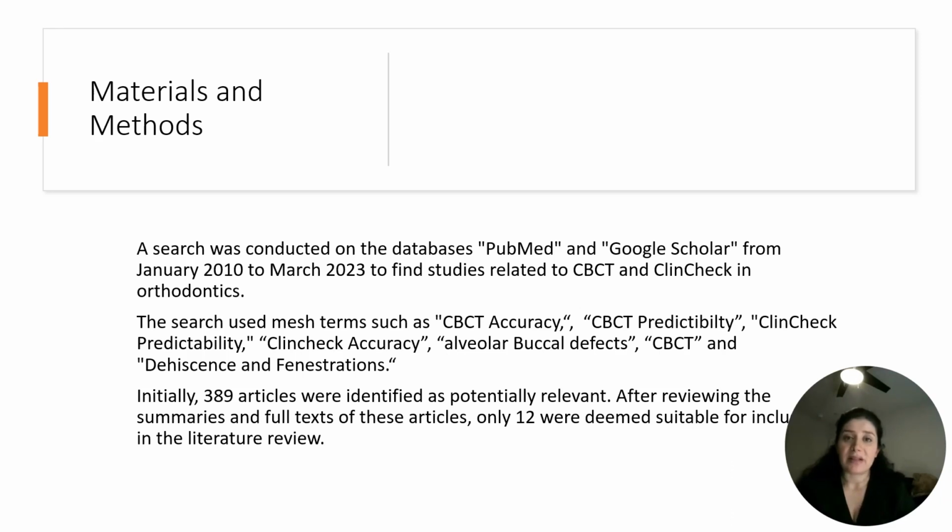So for my materials and methods, we did a search in PubMed and Google Scholar from January 2010 to March 2023, to find studies related to CBCT and ClinCheck in orthodontics. And we used the MeSH terms CBCT accuracy, CBCT predictability, ClinCheck predictability, ClinCheck accuracy, alveolar buccal defects, CBCT, and dehiscence and fenestrations. We came up with 389 articles that were potentially relevant. After reviewing the summaries and full text of those articles, only 12 were deemed suitable for inclusion in the literature review.